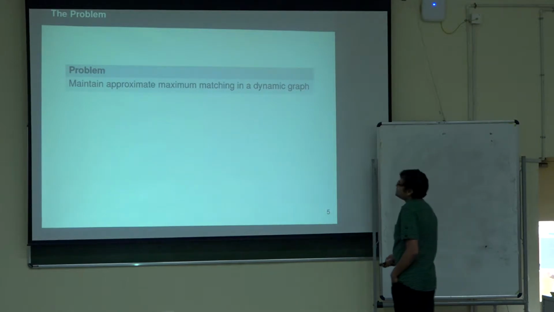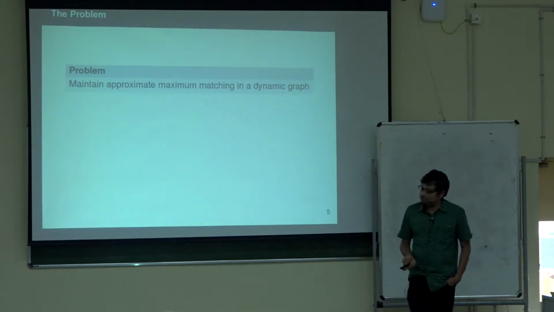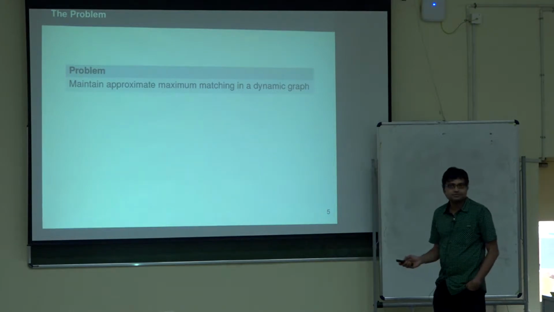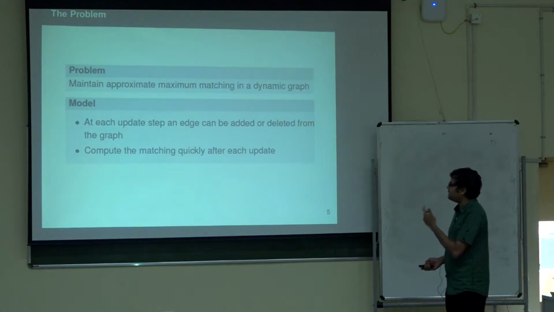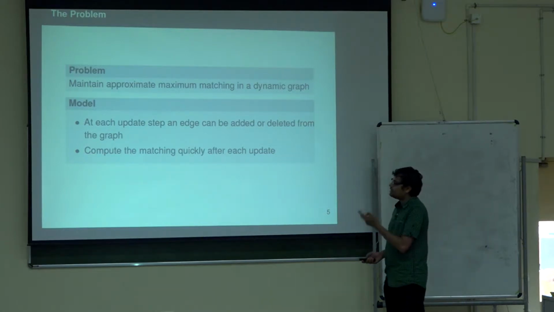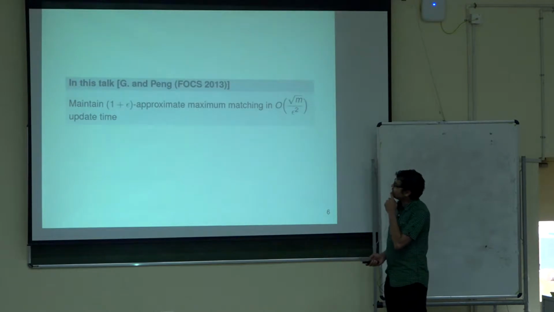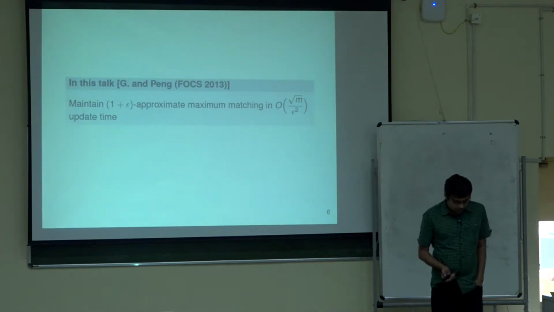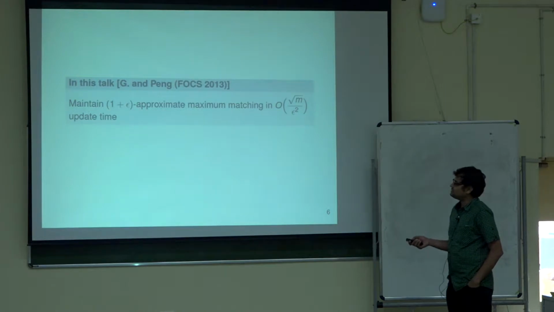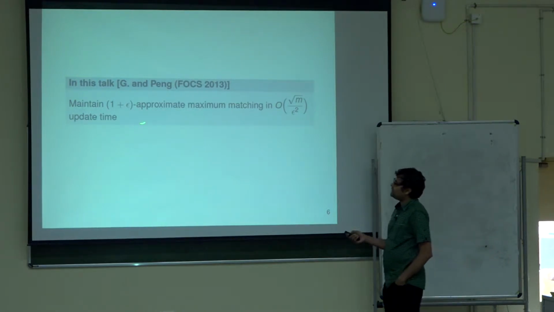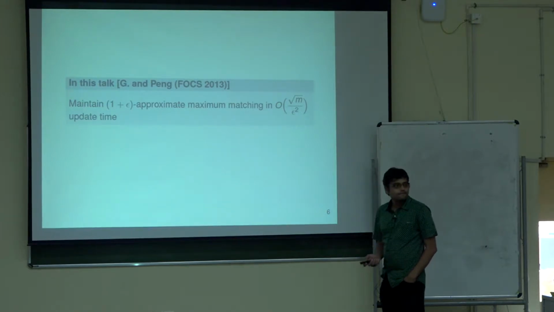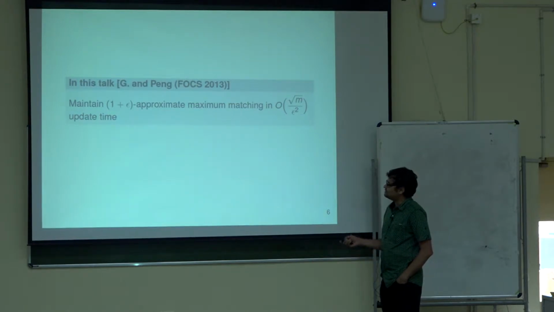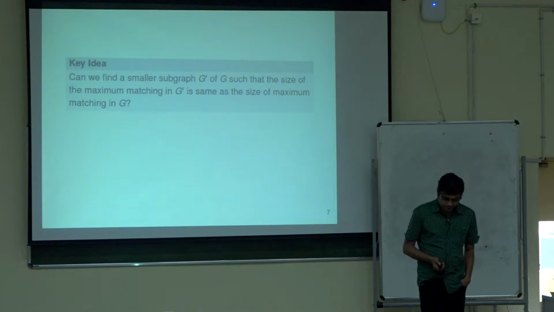And this is the problem. You have to maintain an approximate matching in a dynamic graph. It's a fully dynamic graph. And all this I've already told you: at each update step, an edge would be added or deleted from the graph, and you have to compute the matching quickly. And this is what we prove. This is a fairly old result. So what we say is we can maintain a 1 plus epsilon approximate matching in roughly order square root of n time. Okay, and it's a pretty simple result. As I said, both the results are pretty simple in this talk.